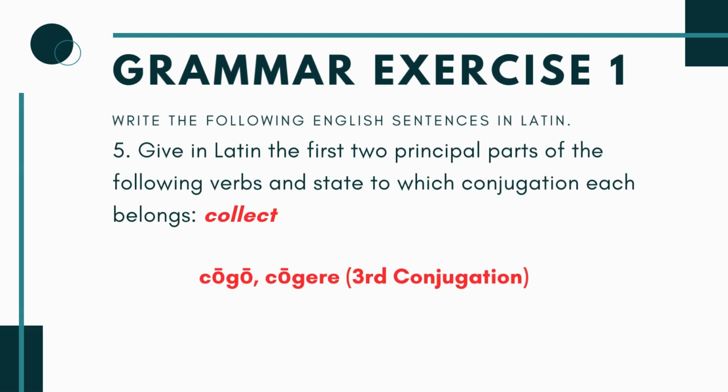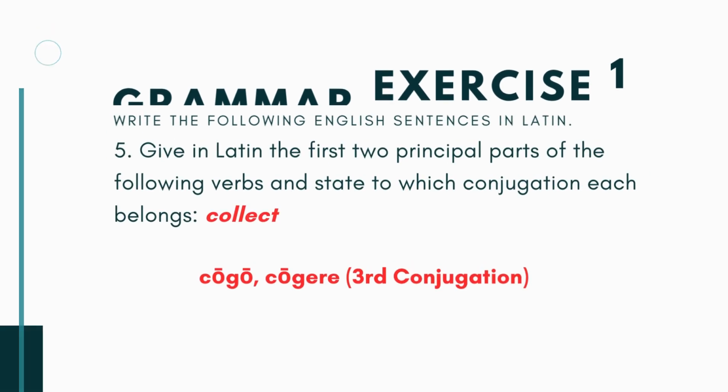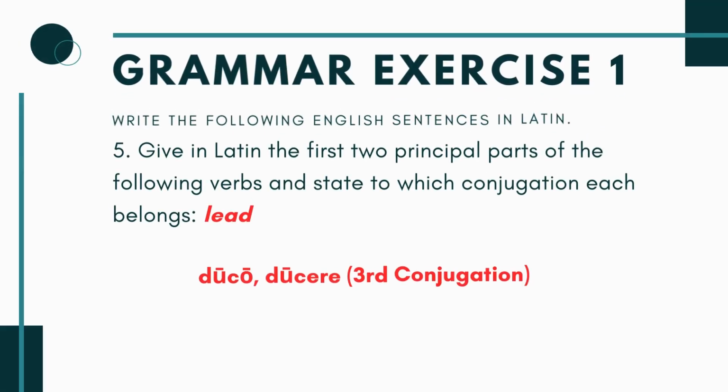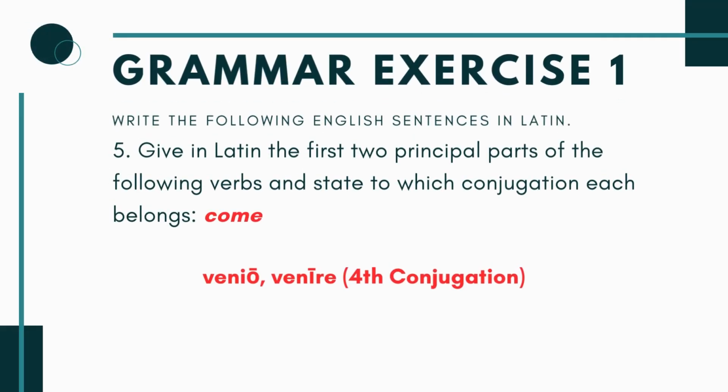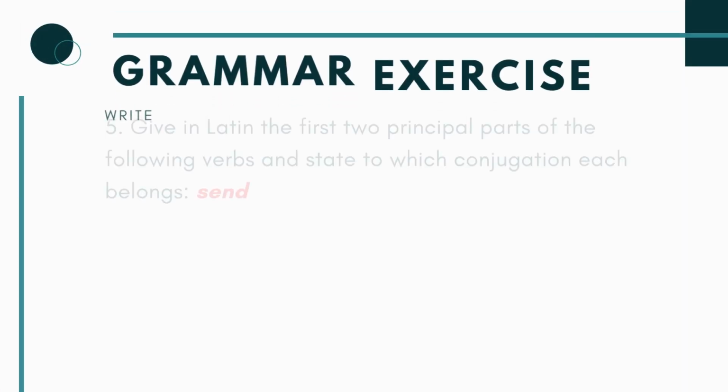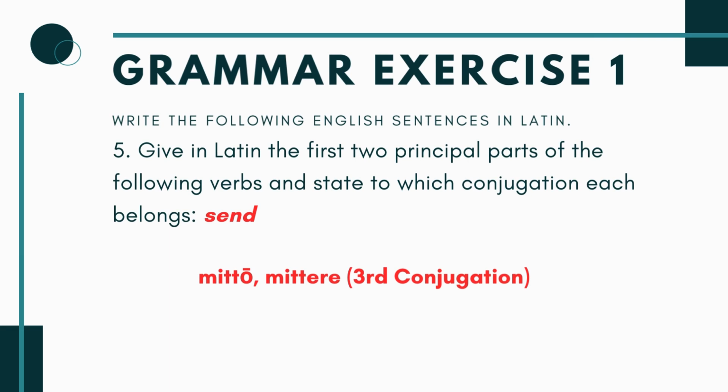To collect is cogo, cogere. The short ere makes it a third conjugation verb. To lead is duco, ducere. The short ere again makes it a third conjugation verb. Then you have to come, venio, venire, which is a fourth conjugation verb, right, because of the ire. Then we have to send, which is mitto, mittere. Again, short ere makes it third conjugation.